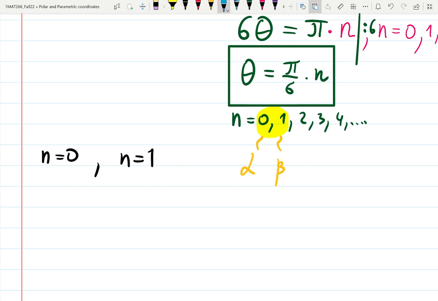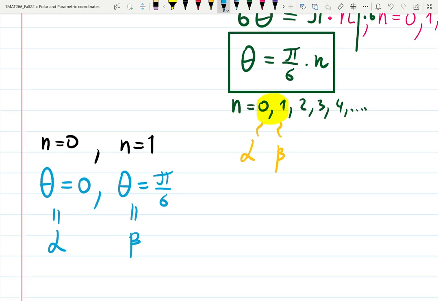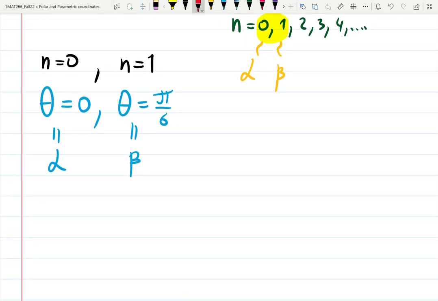So when n is 0, theta is pi over 6 times 0, which is 0. When n is 1, theta is pi over 6 times 1. That is alpha and beta. So you can now finish the formula. Area of that sector, area of that first leaf of the rose, is 1/2 integral from 0 to pi over 6 of r squared d theta.